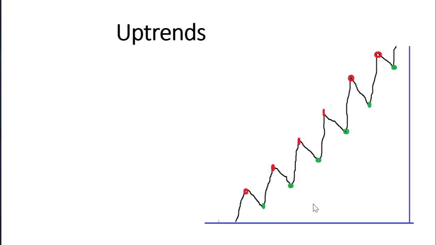Uptrends. In uptrends, the stock is making higher pivot highs and higher pivot lows. The red markings are the pivot highs and the green markings are the pivot lows. You can see the pivot highs are growing higher and the pivot lows are also growing higher.